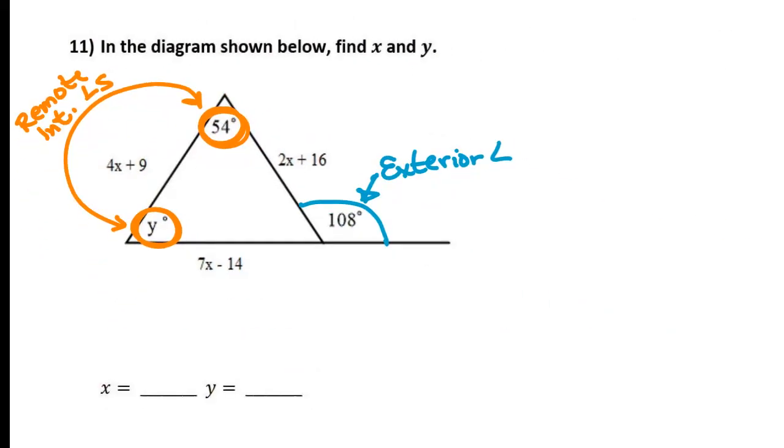When we first learned this theorem about remote interior angles and exterior angles, this is the one that I told you guys I'm so afraid we're going to forget by the time we get to the test. When I have two inside angles, I can't add them and set them equal to 180, because it takes all three angles to be equal to 180. I just have two of them.